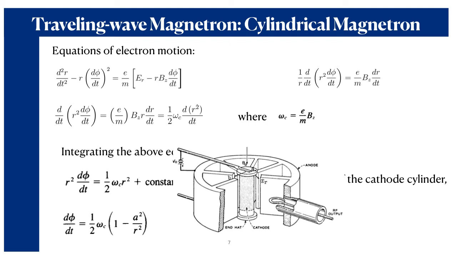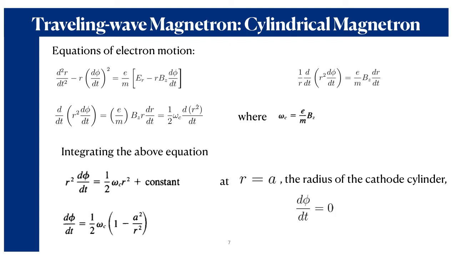So therefore, when r is equal to a, that means electrons are just at their origin, from where they are being generated. So at that position, d phi dt must be 0. If you replace r over here, d phi dt will be 0, which is the boundary condition. And finally, from this expression, we can obtain the value of the constant: half times omega c times a square divided by r square. We can easily obtain this from the boundary condition, which I have applied to get the final expression.